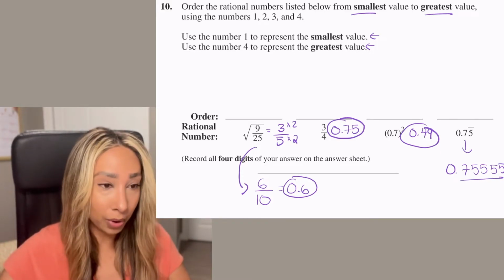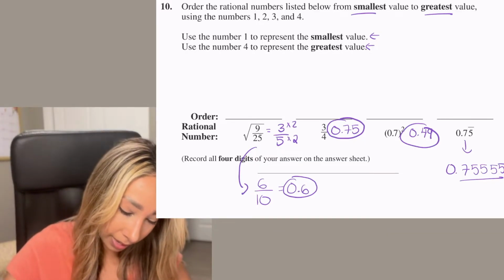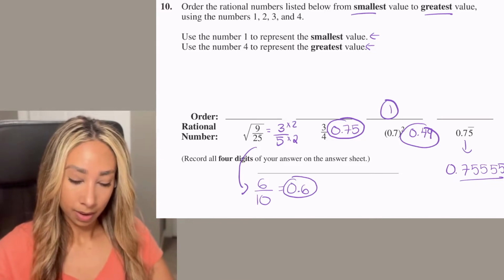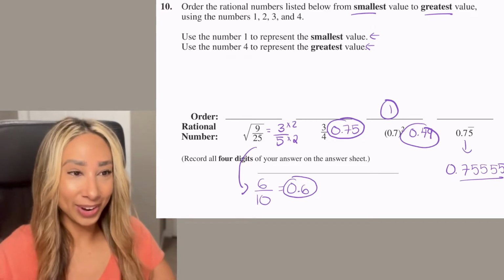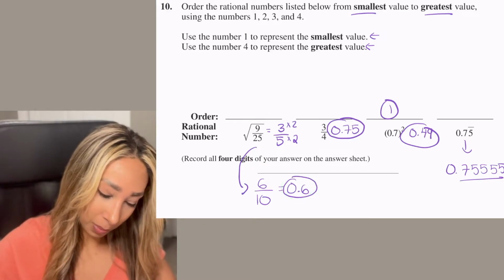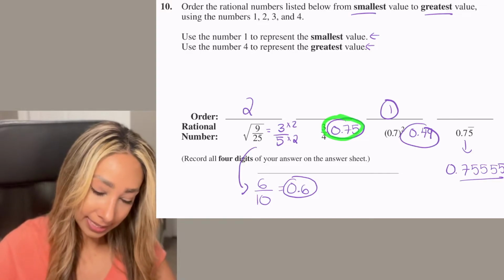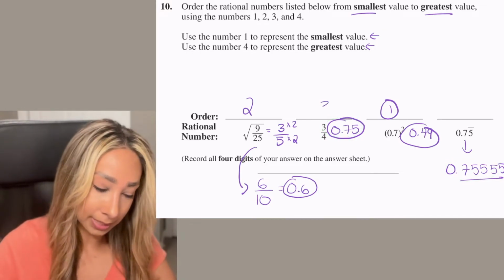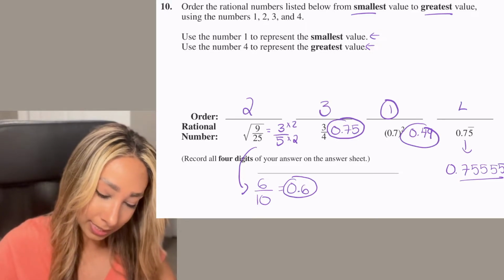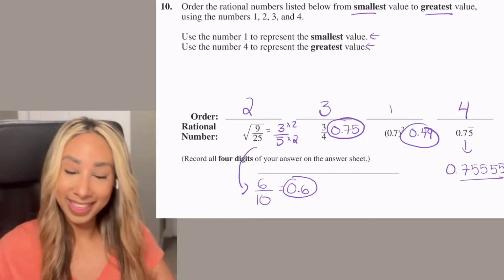So now we just have to organize them. My smallest is going to be the 0.49. My second smallest, or the next one in order, is going to be 0.6. So that's going to get a 2 there. And then, like I said, the difference between these two is that the repeating decimal is our biggest, meaning this one's going to be our second biggest, and then this one's going to be our largest. So that is our answer for that one.